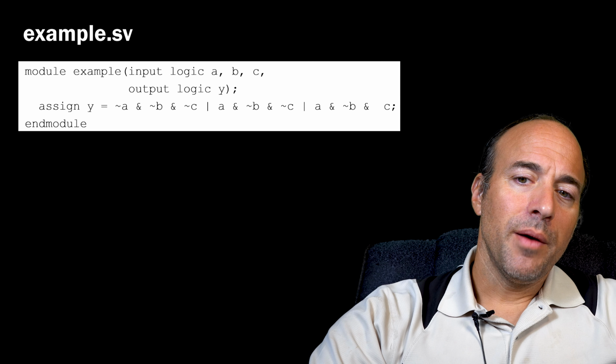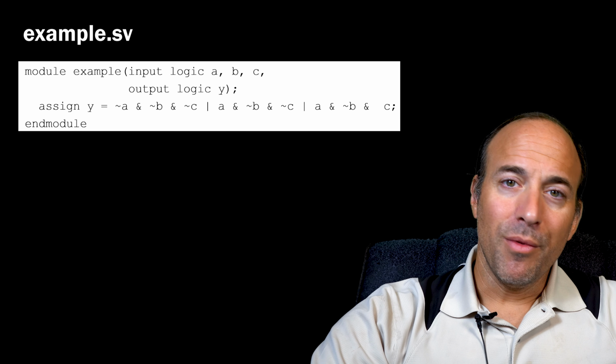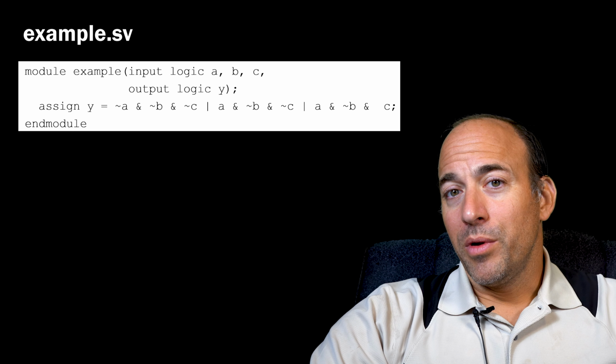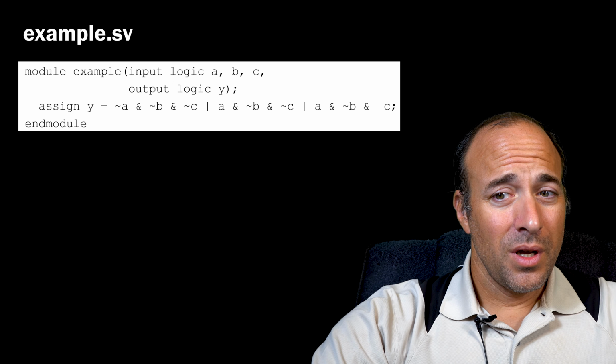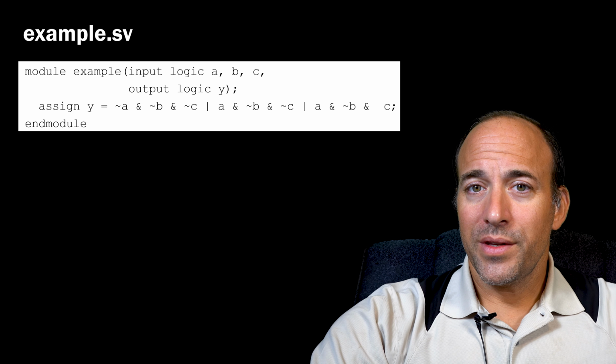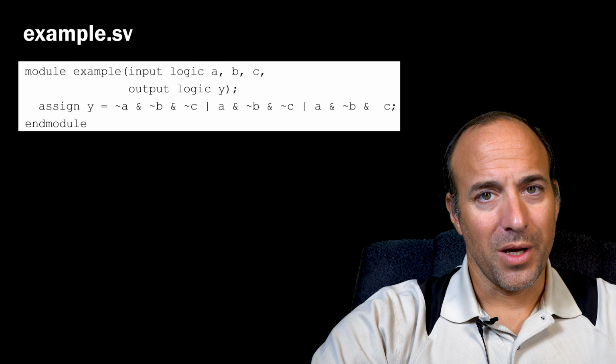The module line begins with the word module, followed by the name of the module and an open parenthesis, and the list of inputs and outputs, followed by a closing parenthesis, and then a semicolon. Don't forget the semicolon.